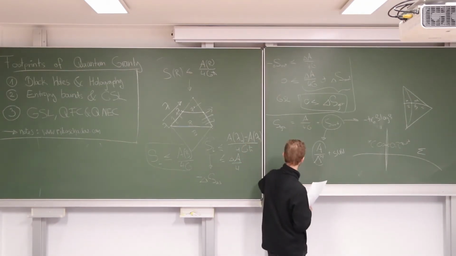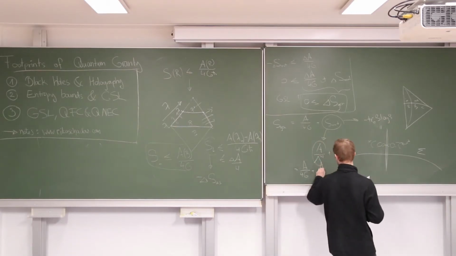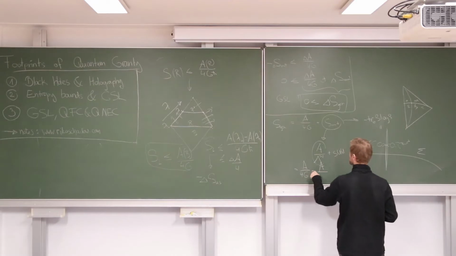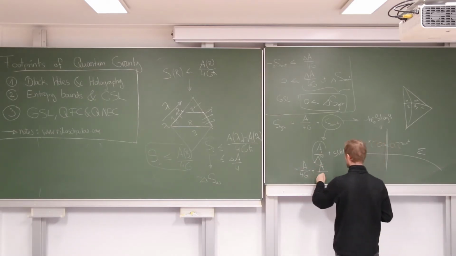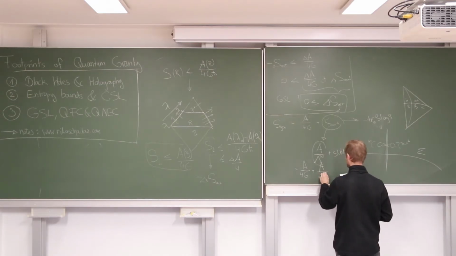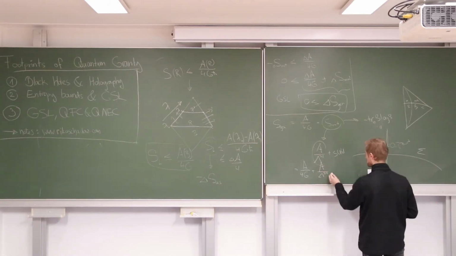Because with this divergent piece, the generalized entropy has two area terms now. One area term comes from the black hole part, or the original area part, and then the second term comes from the outside entropy, which is also to leading order proportional to the area. And then there are these subleading terms.